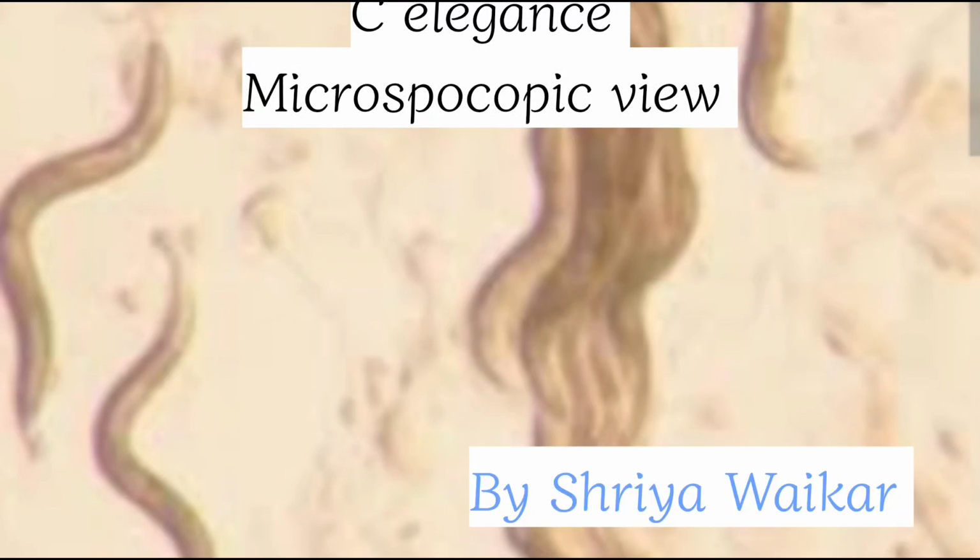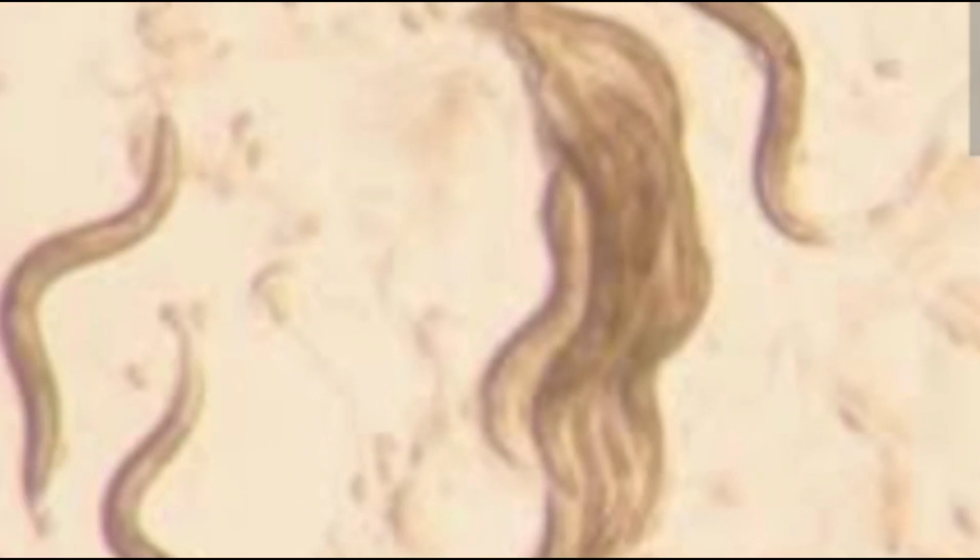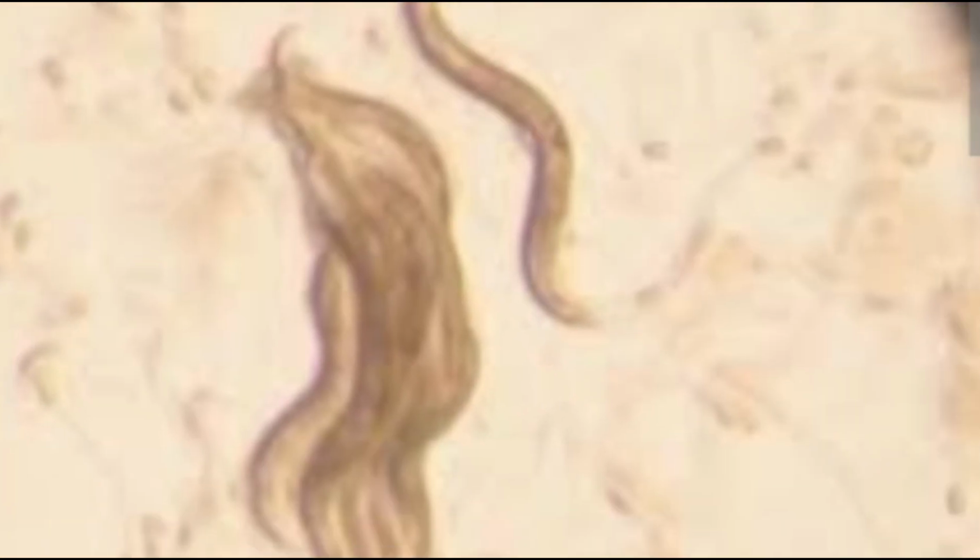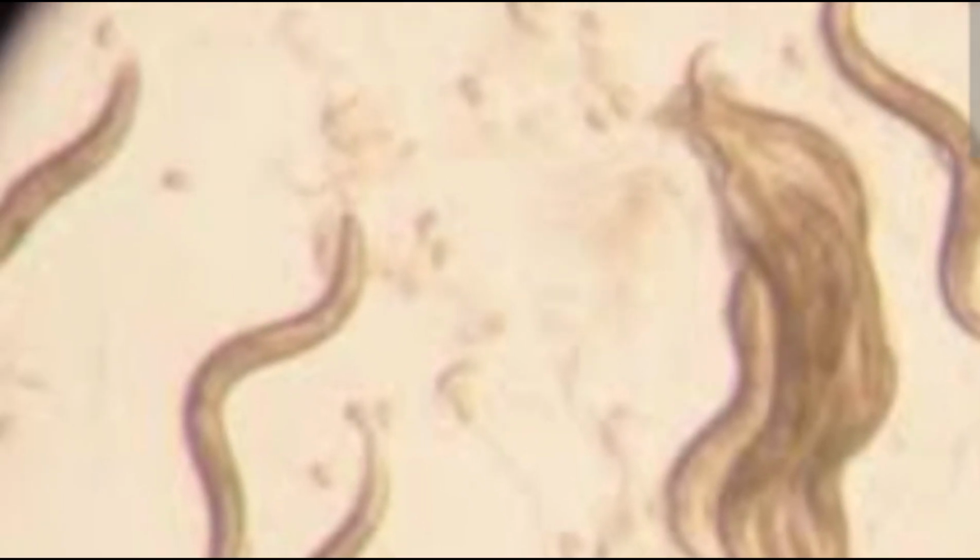Do you know what is a C. elegans? So, welcome to Microscope. Today we are going to know about the C. elegans. It is a nematode worm which is small, simple and precise organism.